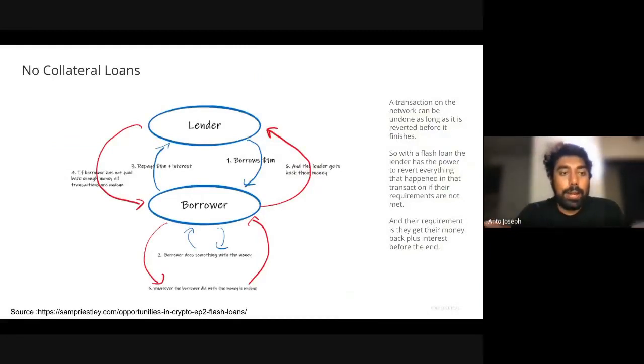So how can someone provide no collateral loans? One of the primitives required to provide such a loan is that a transaction on the network can be undone as long as it is reverted before it finishes. And so with a flash loan, the lender has the power to revert everything that happened in that transaction if their requirements are not met, which is basically that they should get their money back within the same transaction, plus some interest. So that is basically what no collateral loans are.